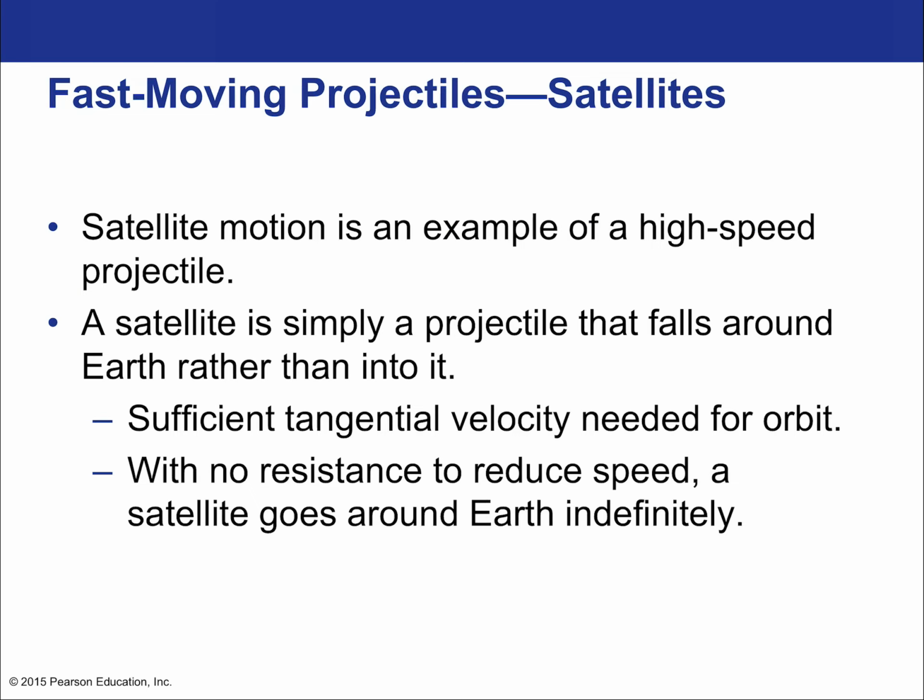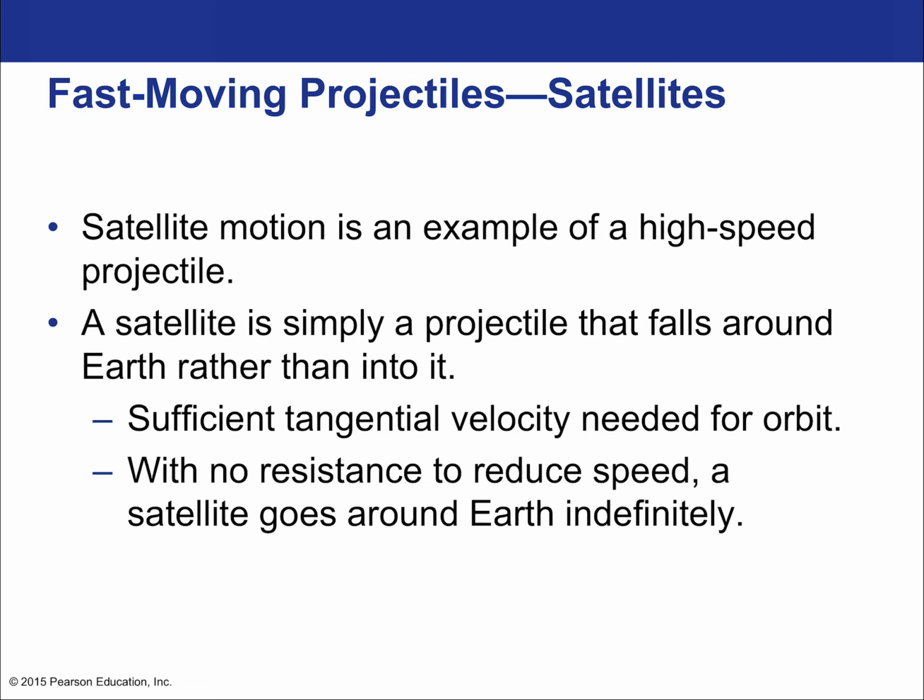Satellite motion is an example of a high-speed projectile. Wait, what? Really? Satellites are high-speed projectiles? I guess, right? You shoot a satellite up on some rocket, and then it goes up into space, and then it orbits Earth. So we think about satellites like the International Space Station or all those communication satellites. They're up there for a long time, just going around Earth. It's not really what you think of as a projectile, though. Projectiles tend to just go up and come right back down.